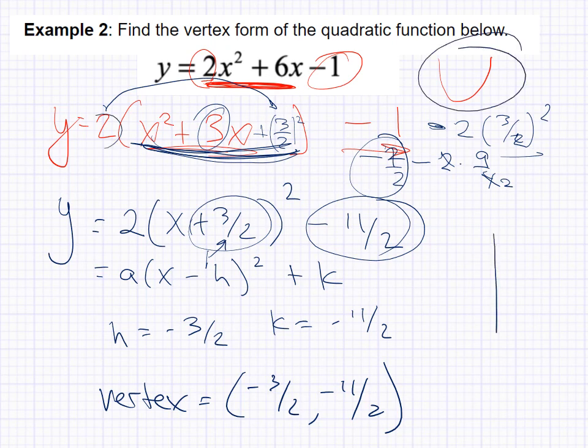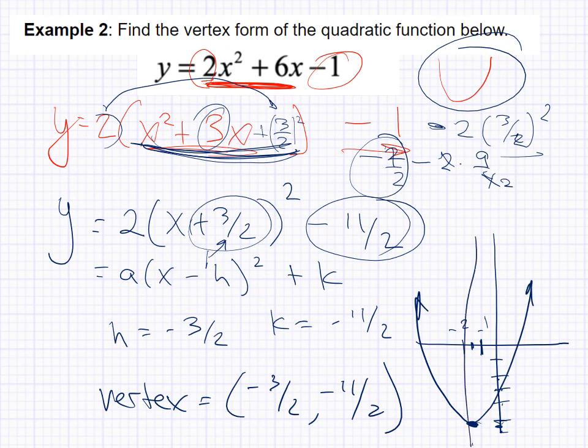So if we were to graph this, it'd be pretty easy to do. -3/2 would be right about there, because here would be -2, here would be -1, so -3/2 would be there. And then -11/2, well, what do you have? -10/2 would be -5, so this will be a bit farther than 5, so 1, 2, 3, 4, 5, so let's say here. So there's my vertex, there's my parabola, there's my axis of symmetry, and we have our parabola.